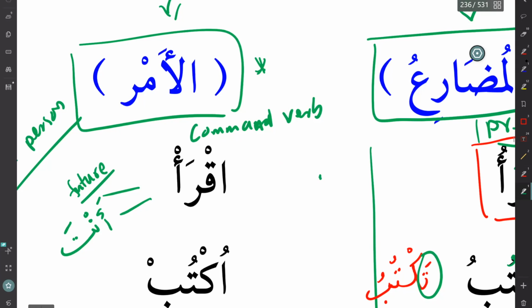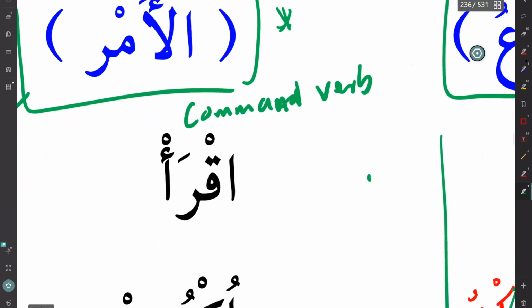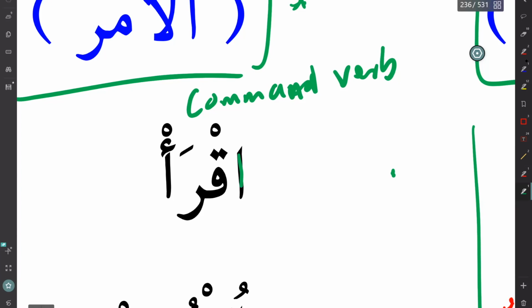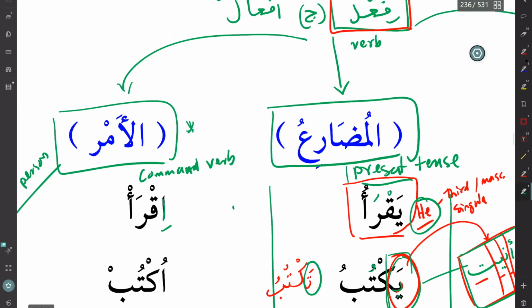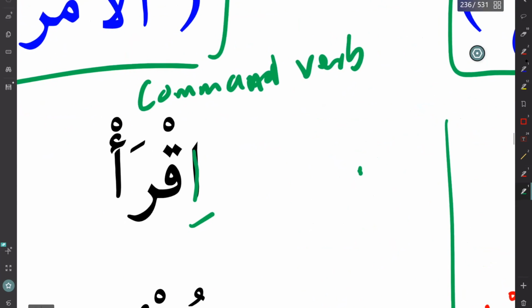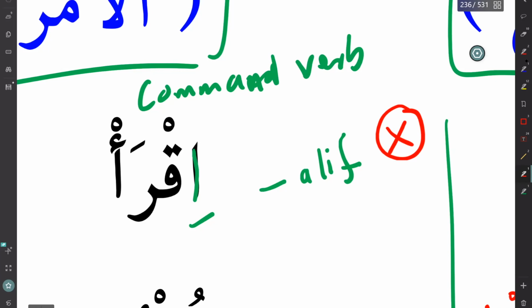The form here, we have iqra. Before we talk about the form, the first thing I want to talk about is this letter that we have here. What letter is this? It sounds like a very simple question, but most people get it wrong. The first letter here is ya, right? So what letter is this first letter? If you're saying alif, then the answer is wrong. This is not alif.